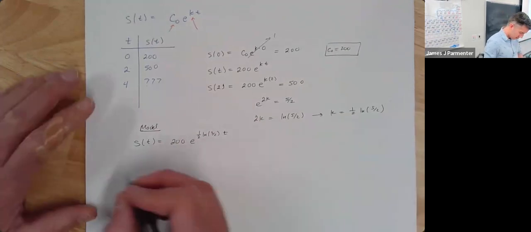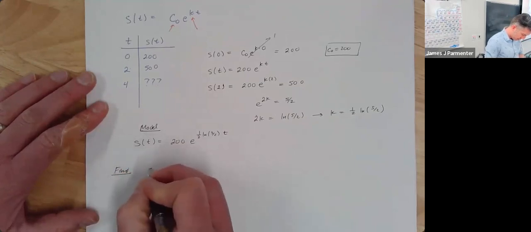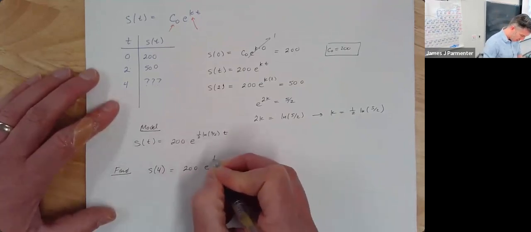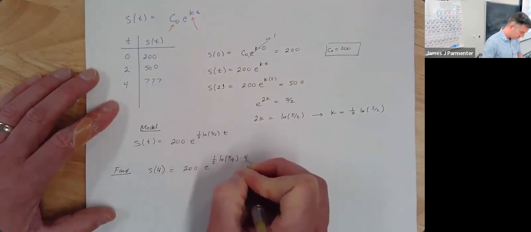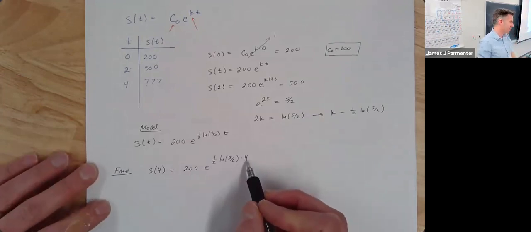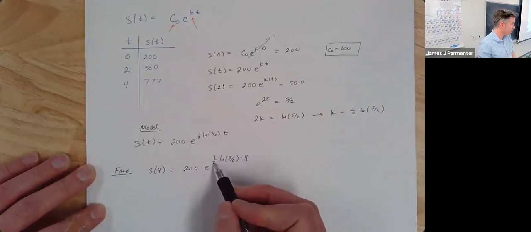And now I want to find S of 4. I'm just going to plug in 4. 200 e to the 1/2 natural log of 5 halves times 4. And in this particular case, in fact, in general, when the amount of time is a multiple of the time interval given, so my original time interval was 2 years, from time equals 0 to time equals 2. If your next time interval is an integer multiple of that, you can figure out the answer without having to use a calculator, because things work out nicely. If this was a 7 here, it wouldn't work out so well. But since 4 divided by 2 is an integer, this is going to work out real well.